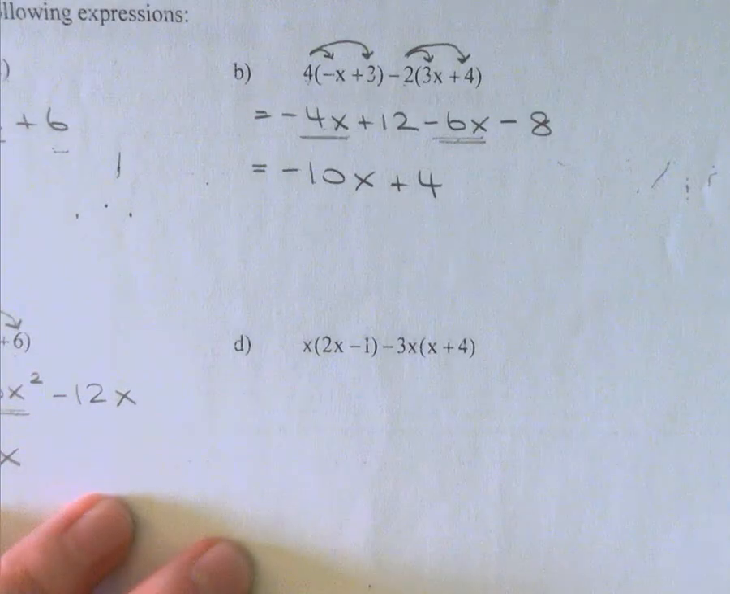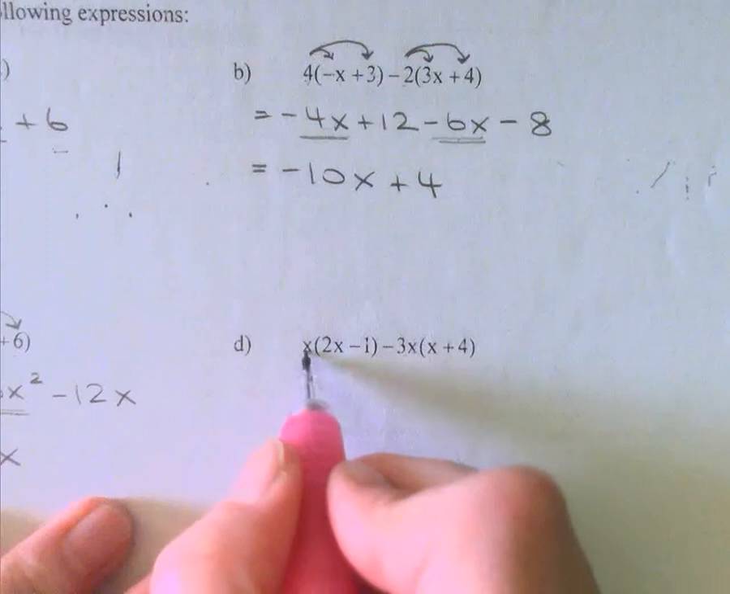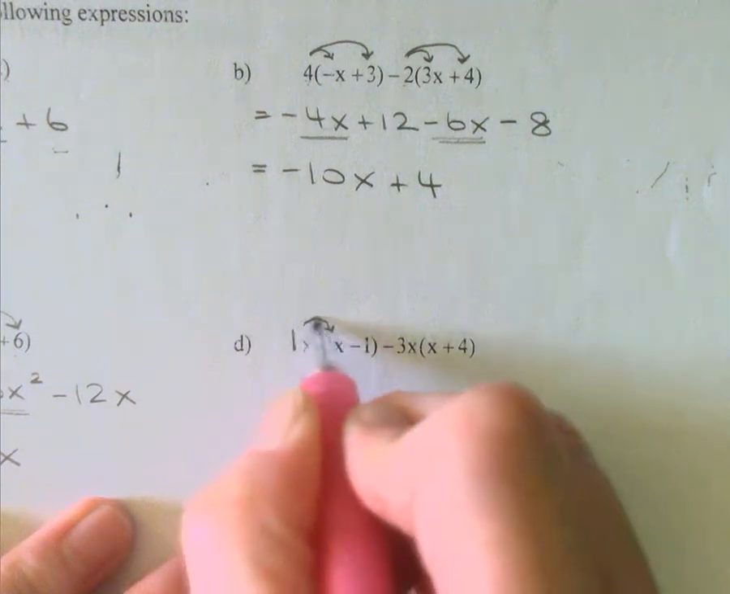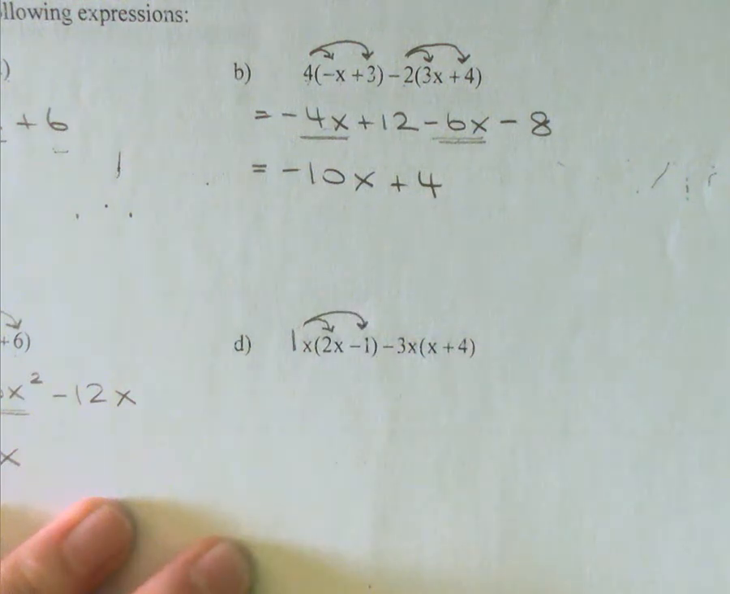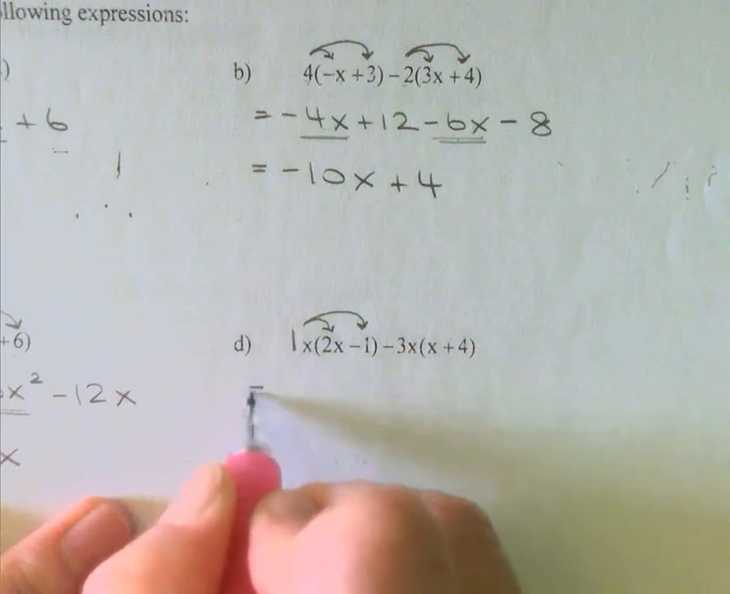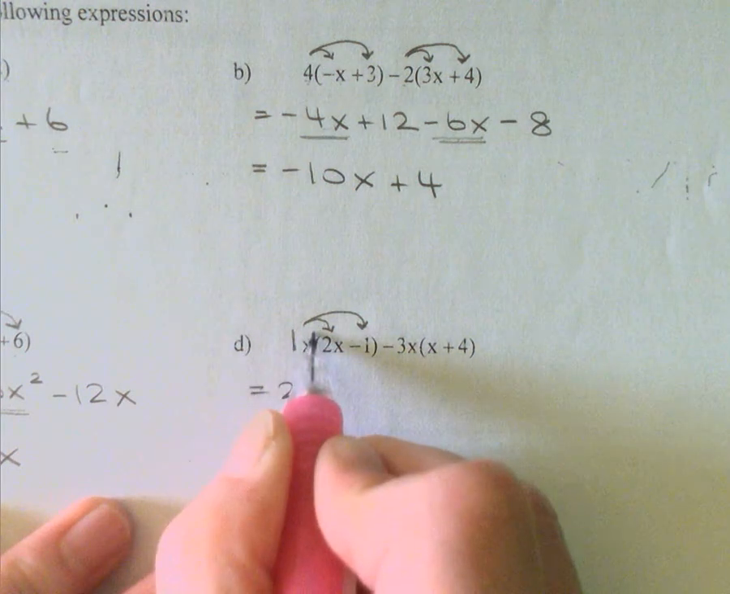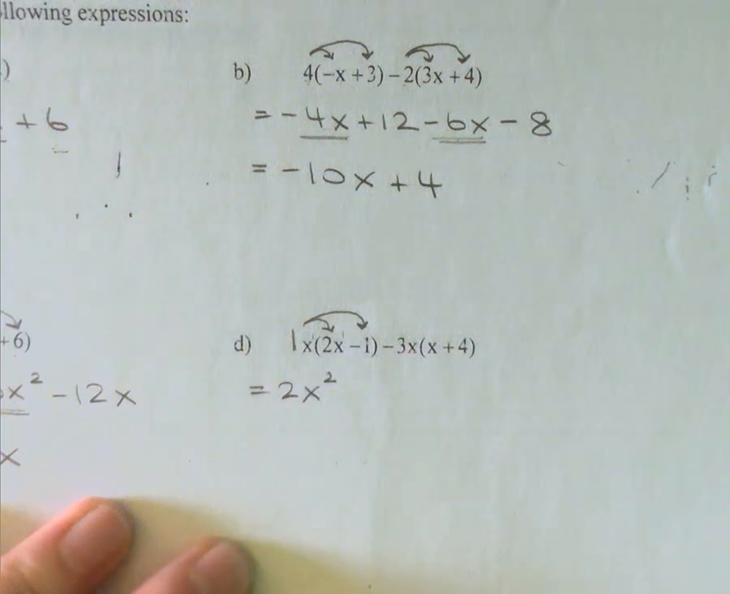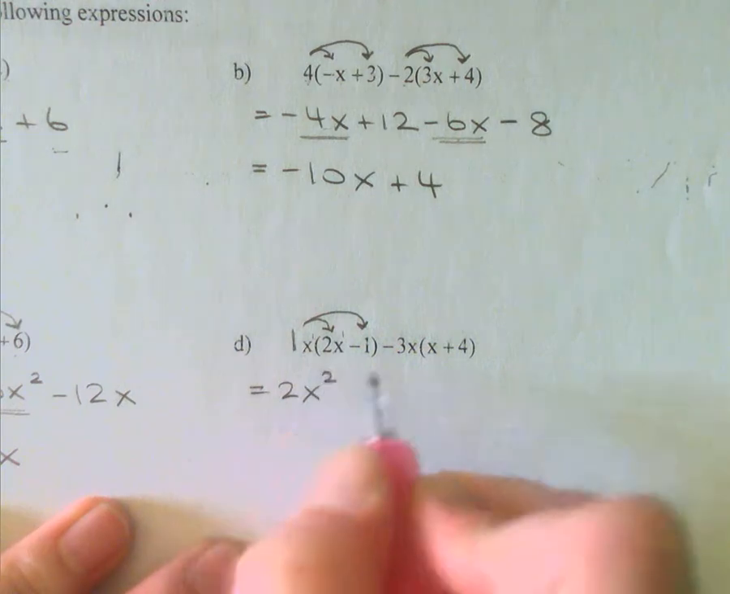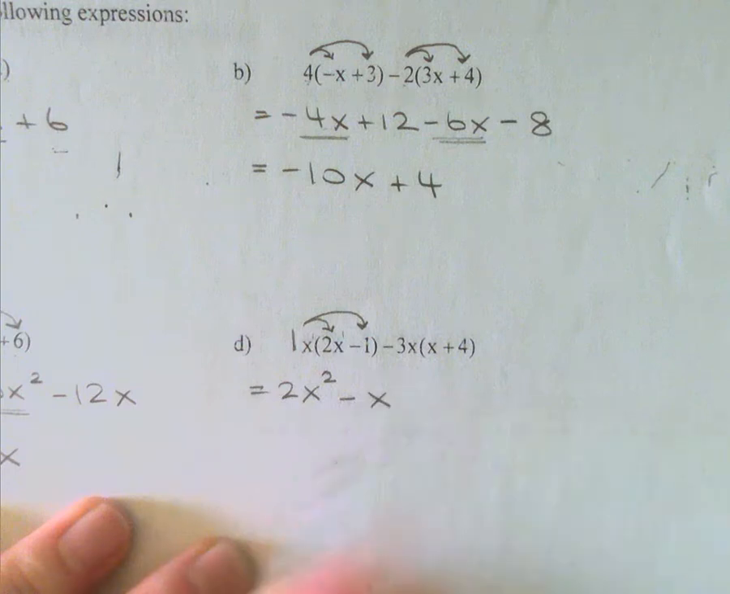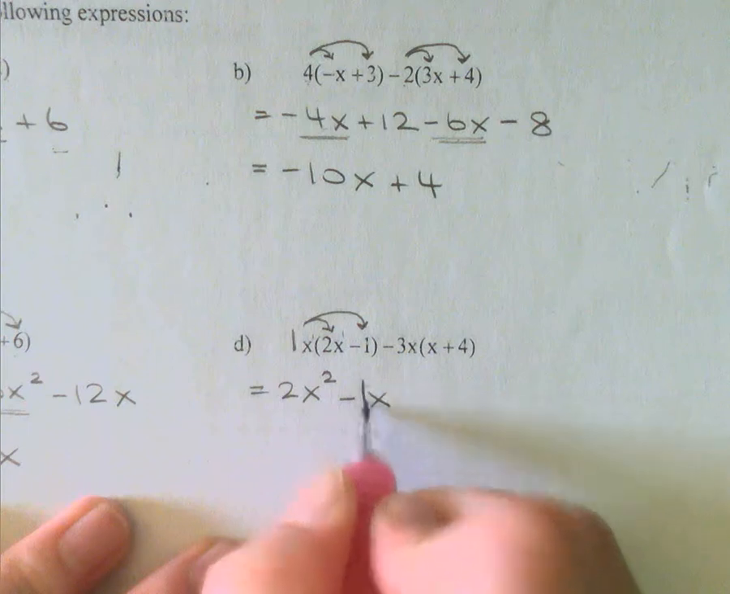Last one. I have x, so it's like a 1x. I'm going to multiply it with 2x and minus 1 because it's sitting in front of that bracket. 1x times 2x, so 1 times 2 is 2. X to the 1 and x to the 1, I'm going to add the exponents, so I get x squared. Now I'm going to do 1x times minus 1, so I get minus 1x. Let's put that 1 in front. It might help us.